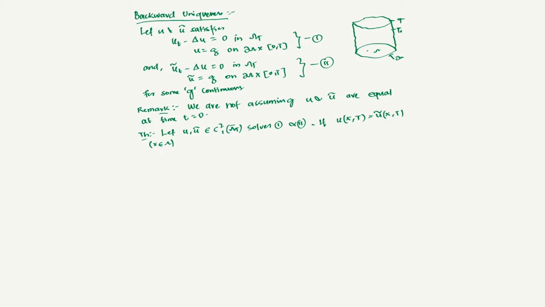So if that happens, essentially for any time t, for let's say t equals t1 or small t equals capital T, whatever it is, if u and u tilde are the same for all x at those points, then you can say u is equivalent to u tilde in omega capital T.